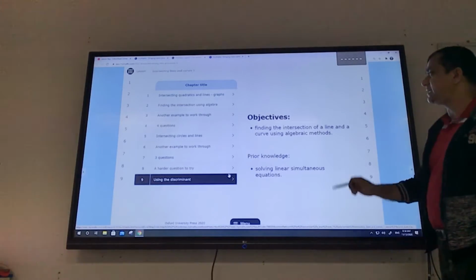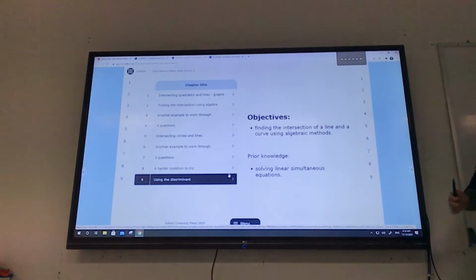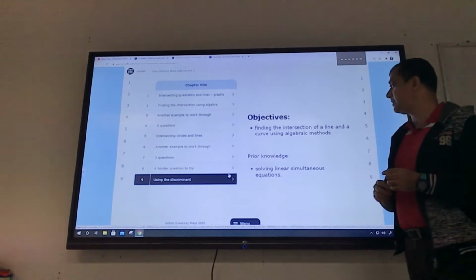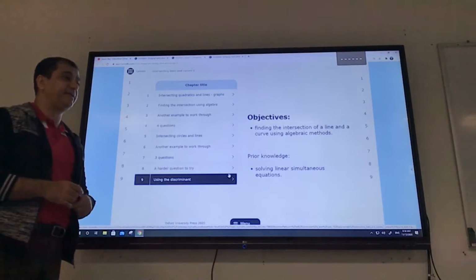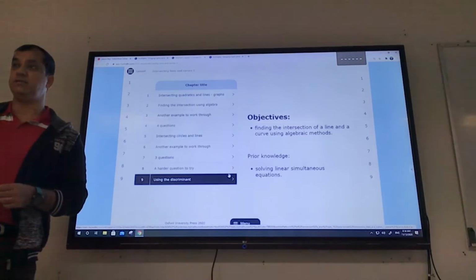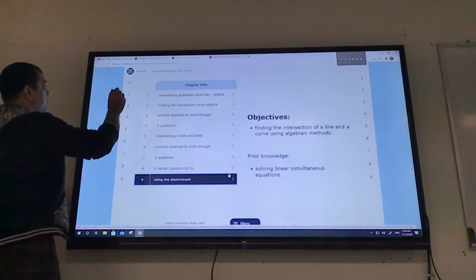Okay, so the objective of this lesson is finding the intersection of a line and a curve using the algebraic method. You need to know how to solve simultaneous equations, and you know that one from your IGCSE, right? Let's move on to the lesson.